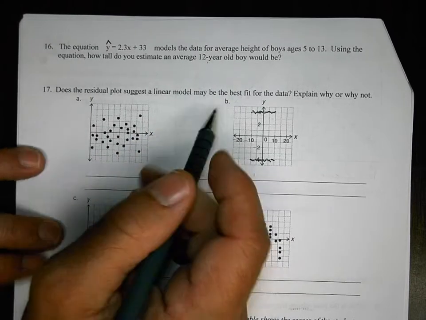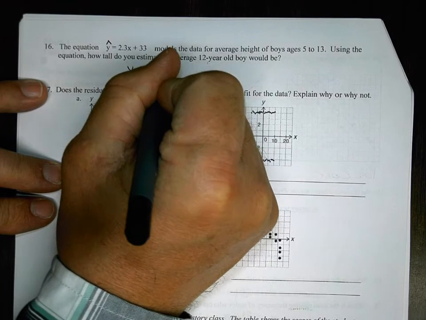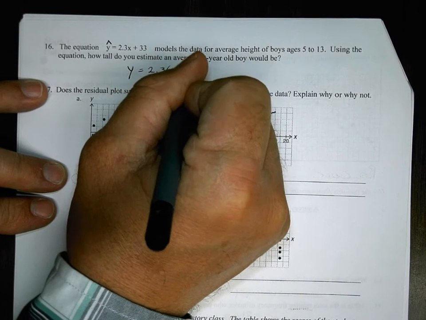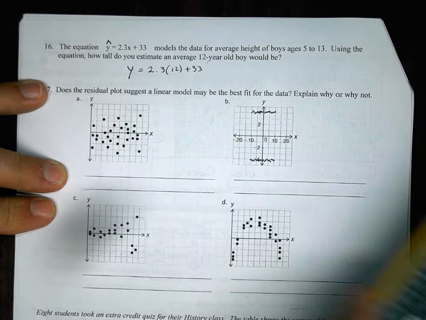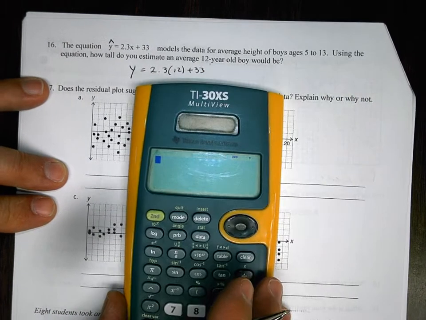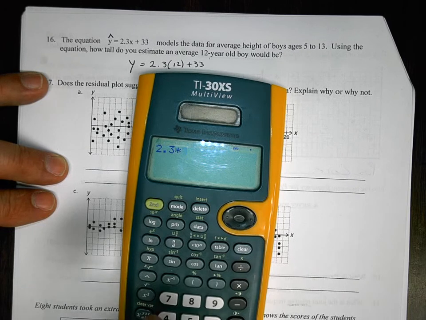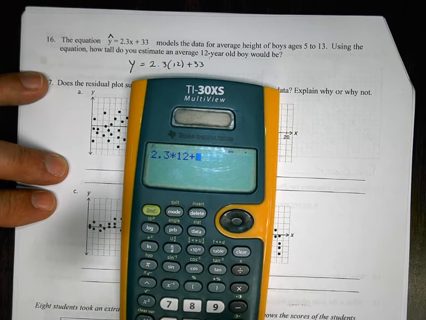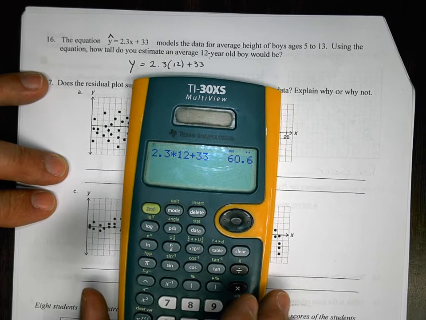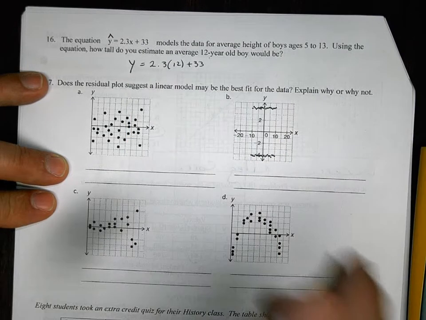So let's plug in 12. So it's y equals 2.3 times 12 plus 33. So we go like this, and we go, can you see that? 2.3 times 12 plus 33. So it is our guess that a 12-year-old will be 60.6 inches.